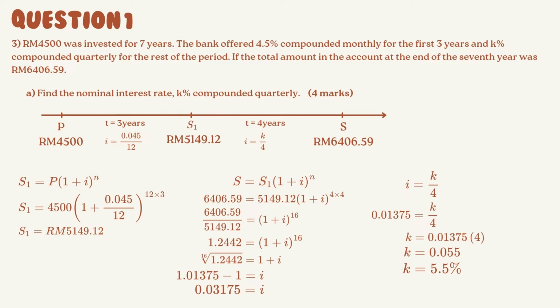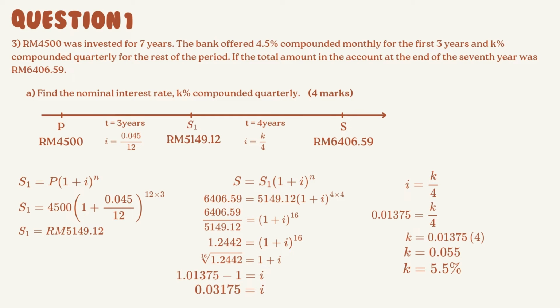RM4500 is the principal amount for the first 3 years, and the bank offered 4.5% compounded monthly. 4.5% is K and M is 12. Next, for the remaining years, the bank offered K% compounded quarterly. M is equal to 4 and we need to find K. First, we need to calculate for the first 3 years because the information was given for the first 3 years.